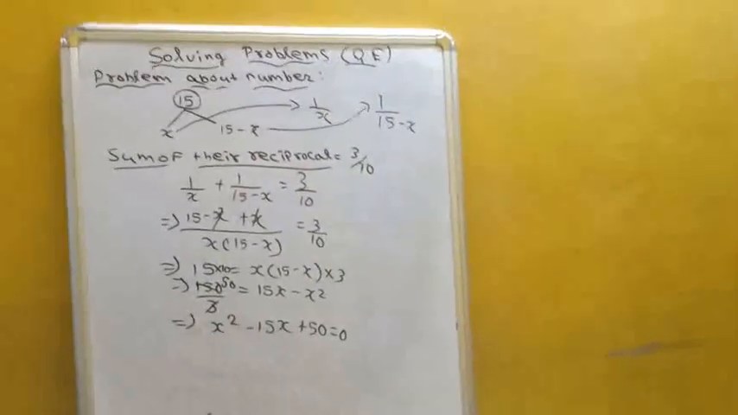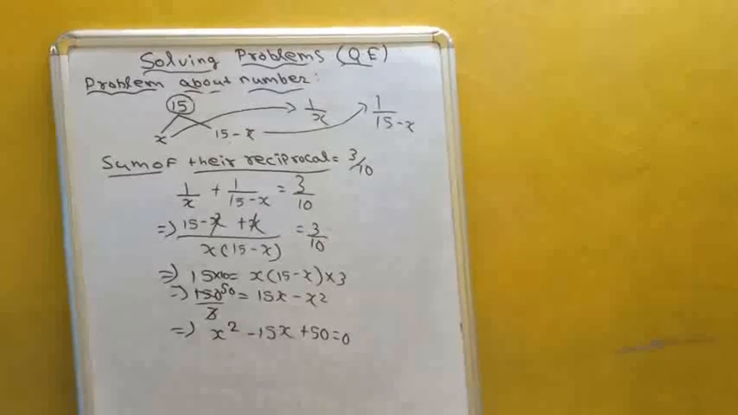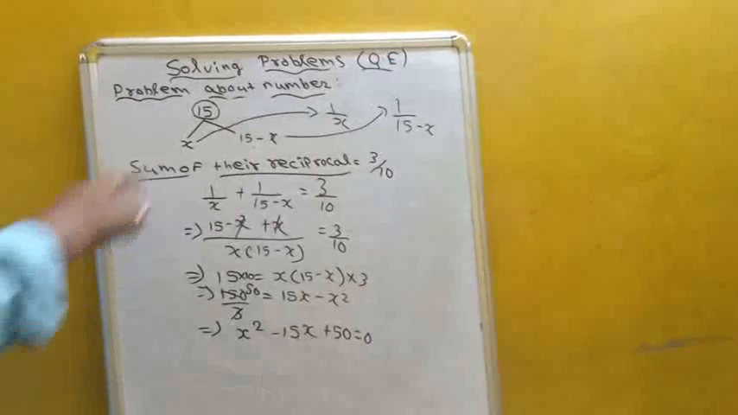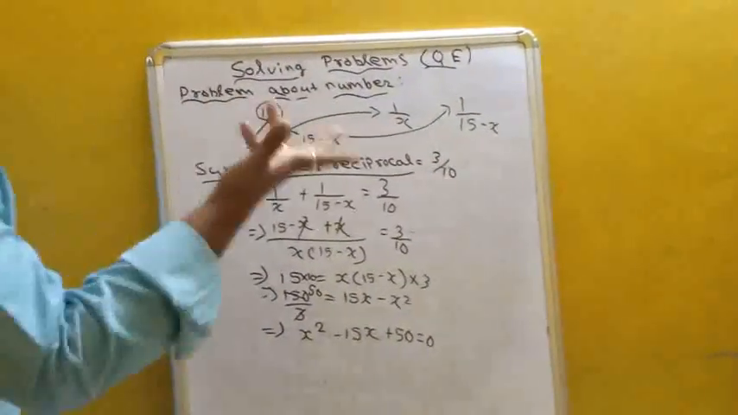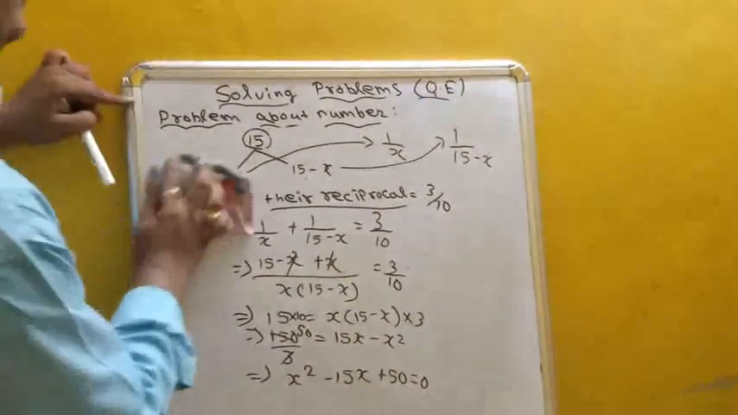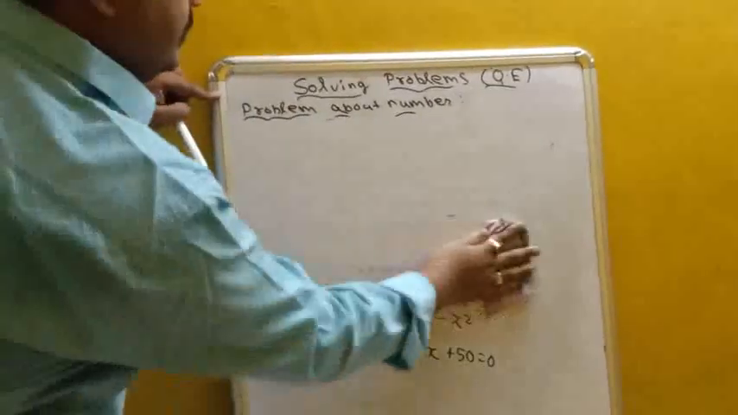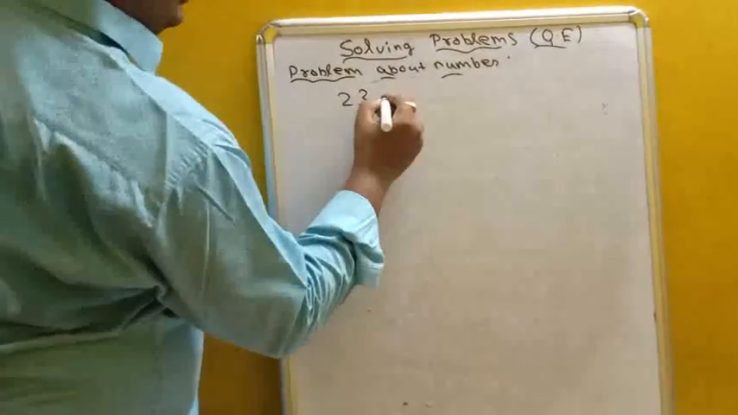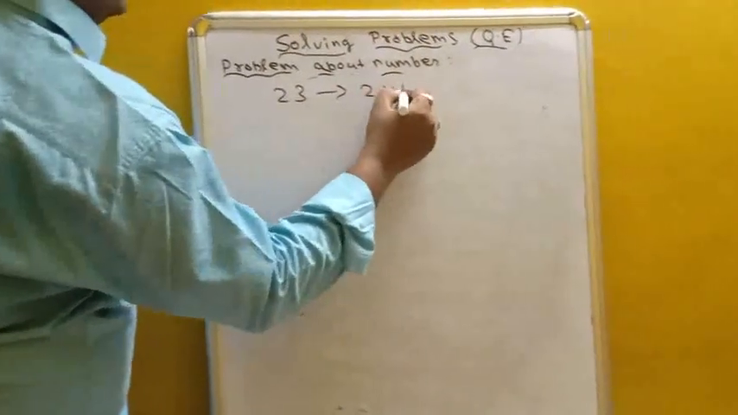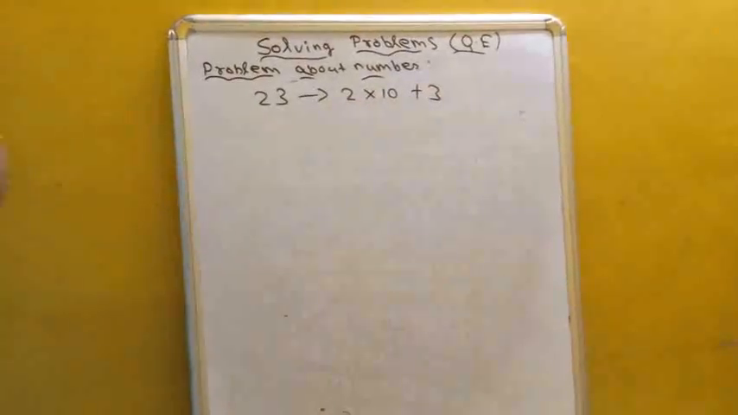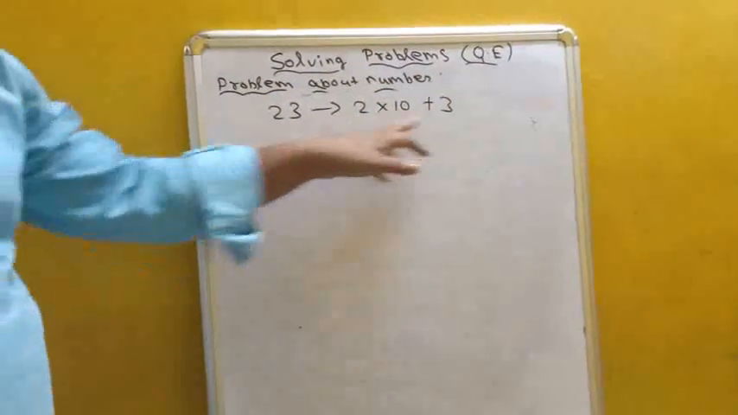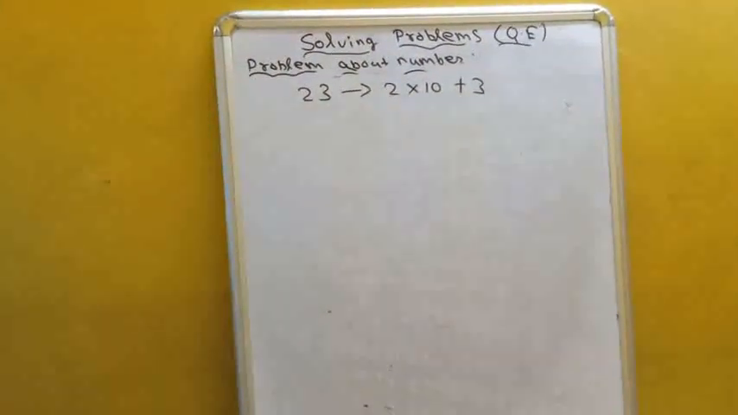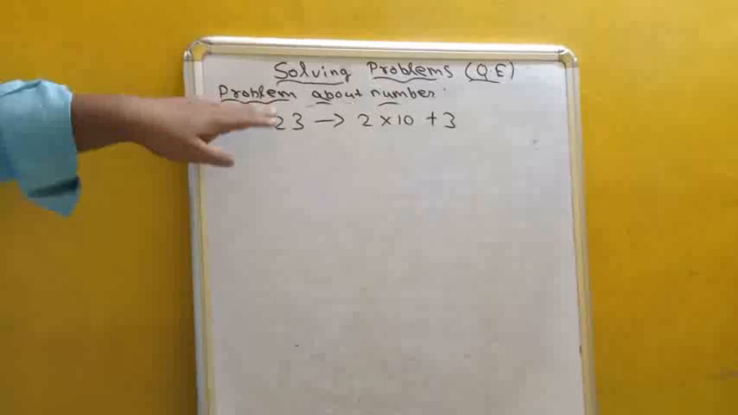So these are about numbers. A number can also have two digits, three digits. Like here, this one is two digit. How can you write it in expansion form? So if I write a number equal to 23, in expanded form, how can you write it? 2 into 10 plus 3. Yes or no? This one is the 10's place, this one is the 1's place. So he will ask you about this number.